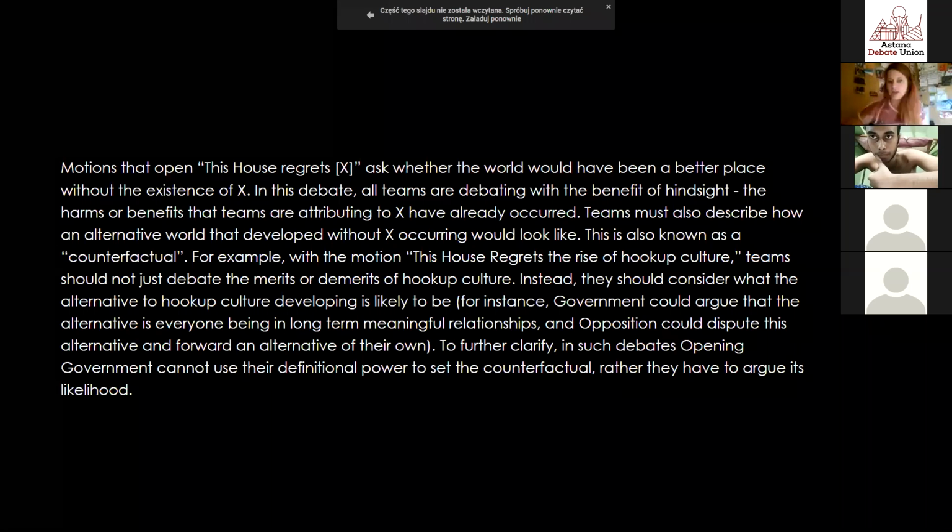To further clarify, in such debates, opening government cannot use their definitional power to set the counterfactual. Rather, they have to argue its likelihood. So you always need to argue the likelihood. That's basically the importance of it, which helps later to understand and credit you for the arguments being made.